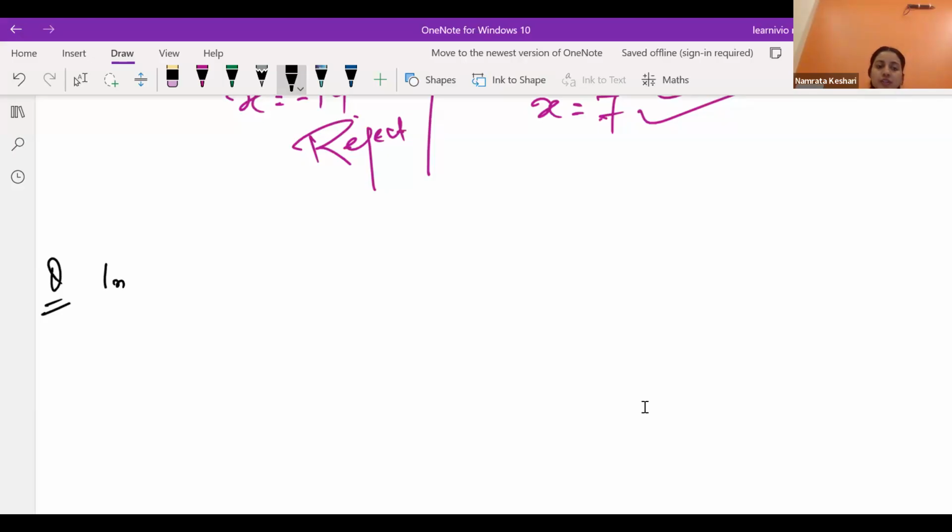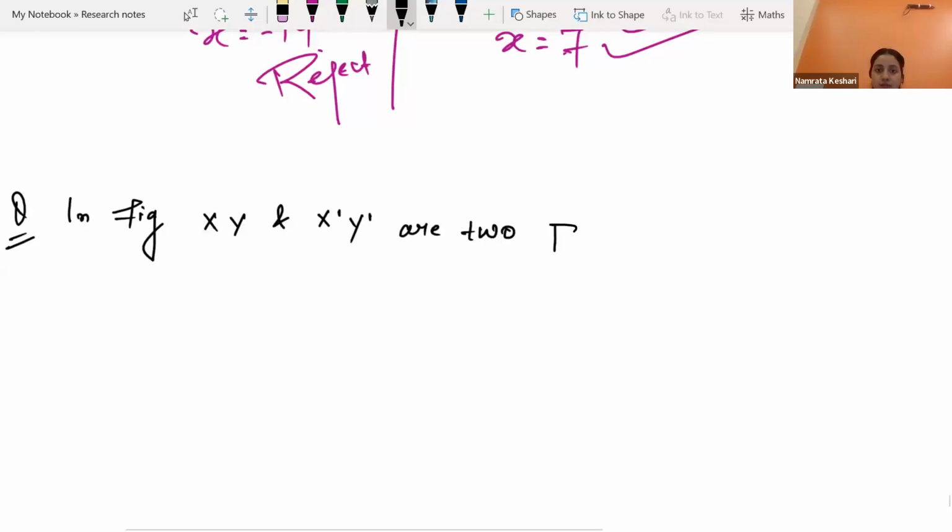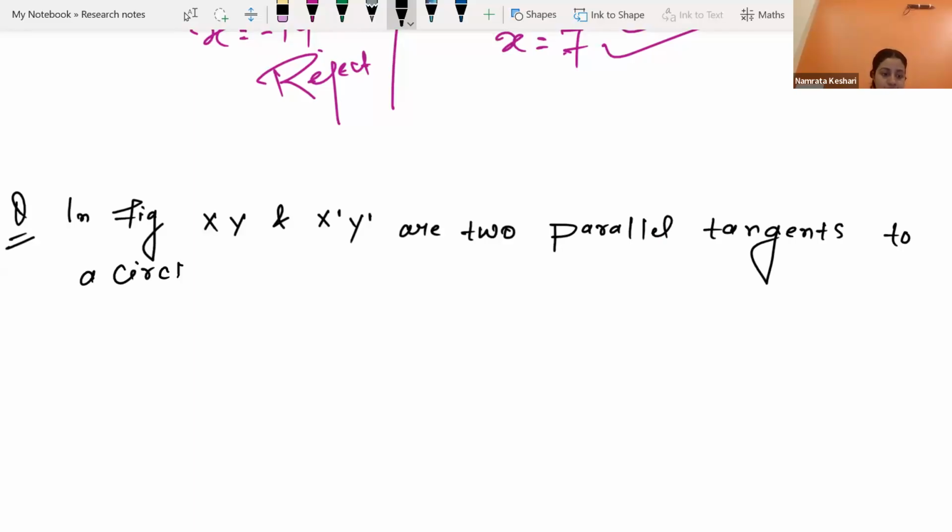Here the figure is already given, so it is written in the given figure: xy and x dash y dash are two parallel tangents to a circle with center O.